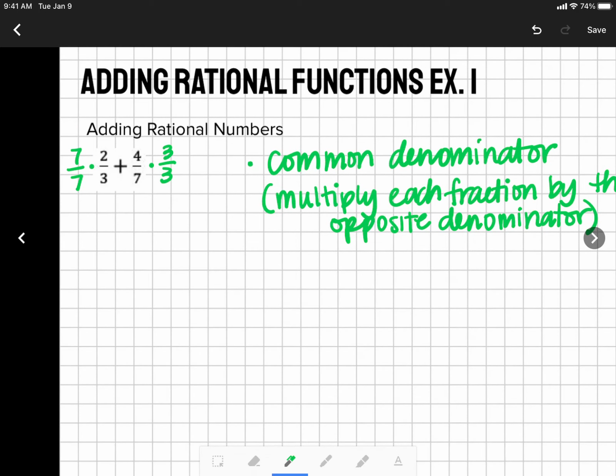So 7 times 2, 14. 7 times 3 is 21. 4 times 3 is 12. 7 times 3 is 21. And that was our goal, right? We wanted to create a common denominator. We have a common denominator. So now that we have a common denominator, we're just adding the numerators.